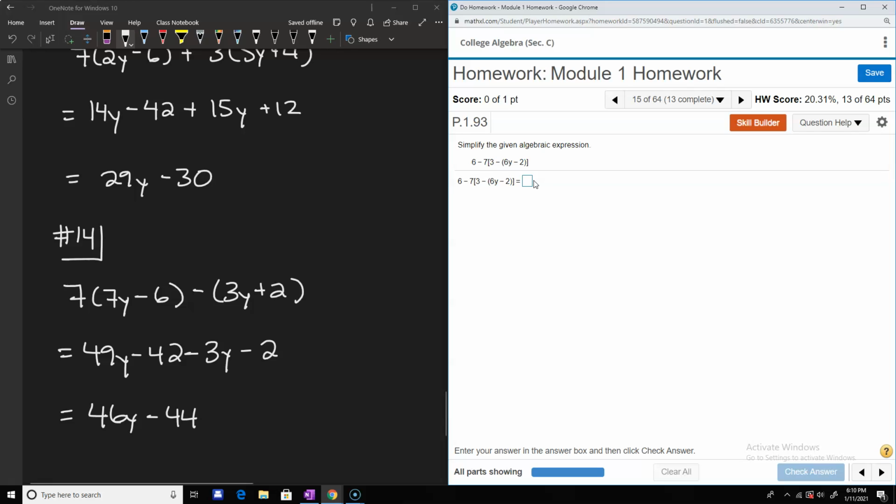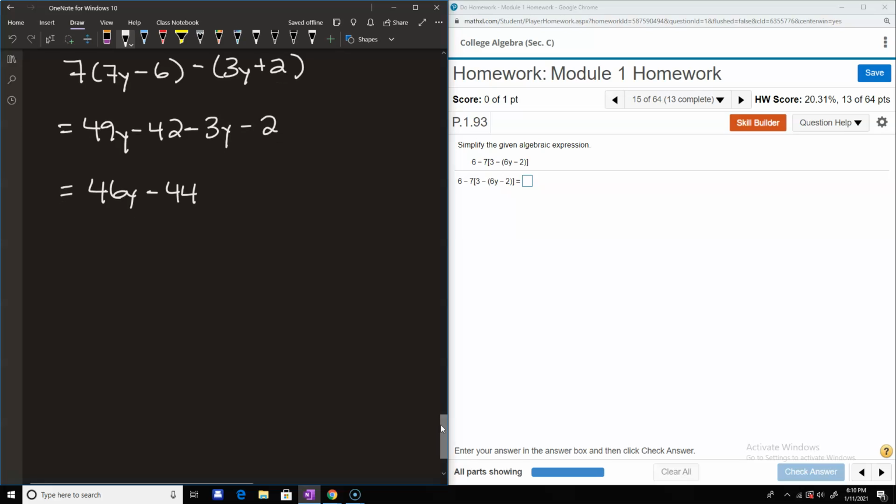Okay, number 15, we have some nested parentheses, meaning we see the round parentheses inside the square brackets. What you do is you just work on the innermost set of parentheses, simplify there, and then work your way outward. So we're going to start with the 6y minus 2. There's a negative sign to distribute, and we'll start there.